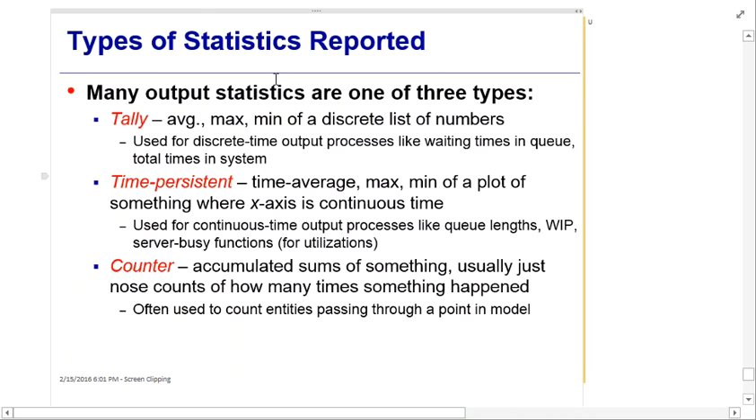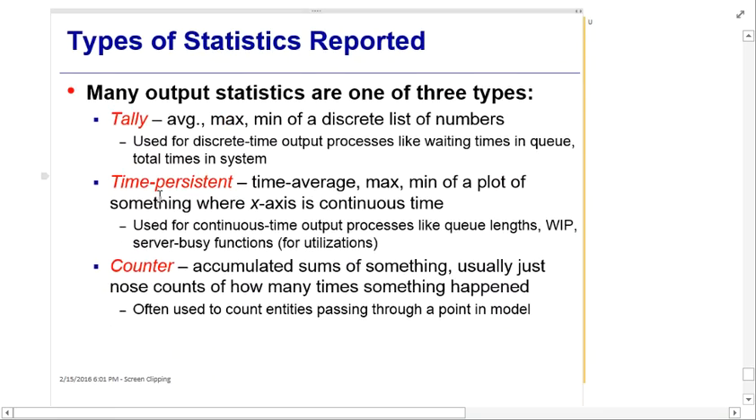And again, the number of statistics can be a tally, in other words, a count or average, min, max for discrete numbers, like the number of entities passing through the system. Then there are time-persistent statistics where we're looking at time averages, max, min, where time is a factor, like queue time. And finally, counters where I'm trying to sum something, say a reject loop through a manufacturing process. How many parts got rejected would be an example of a counter application.